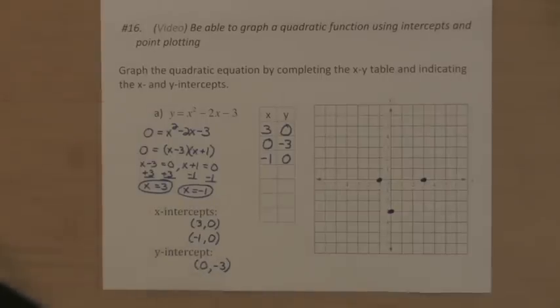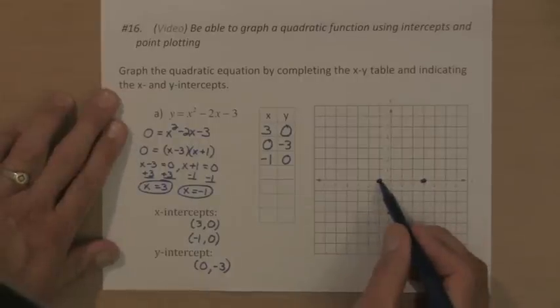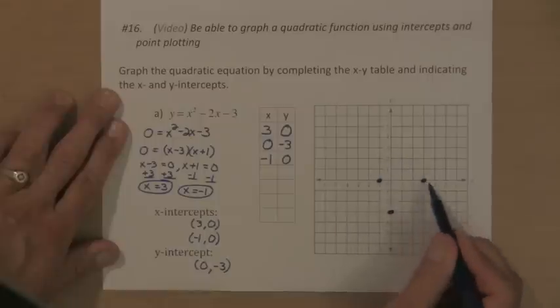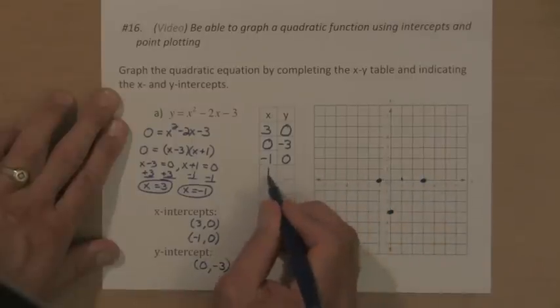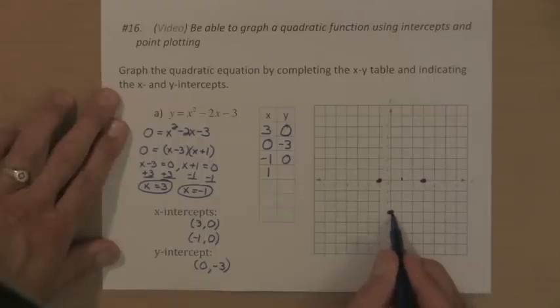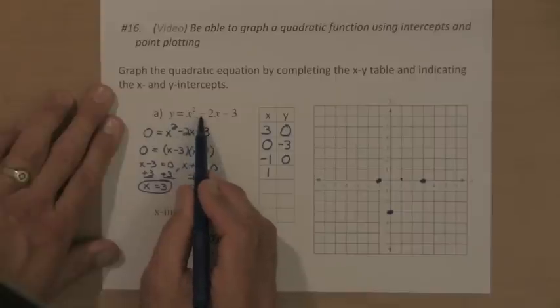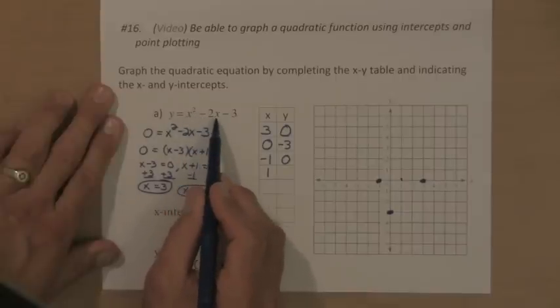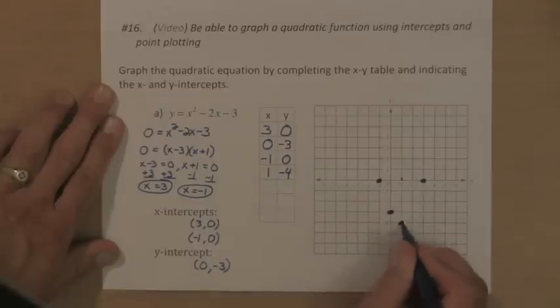And now you want to go through and find some more points. Remember that these graphs are symmetric, which means that between these two x-intercepts, the graph is going to have either a low point, a minimum vertex, or a maximum vertex. If you go in the middle of these, this is 1, 2, 3, a gap of 4. So if you go halfway, when x equals 1, your vertex is going to be someplace along here, probably down here because this point is down here. So if I put in 1 for x into this rule, 1 squared is 1, minus 2 times 1, which is 2. 1 minus 2 is negative 1, minus 3 is negative 4. There's that point. So that's going to be my vertex.